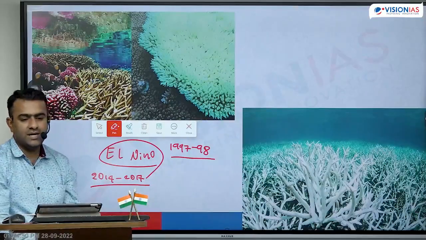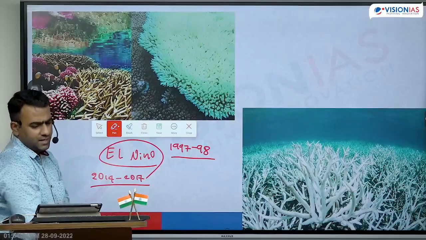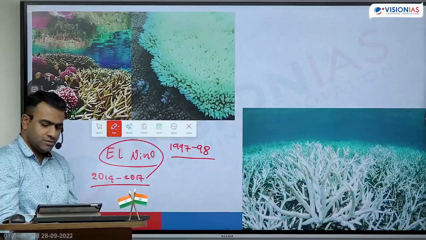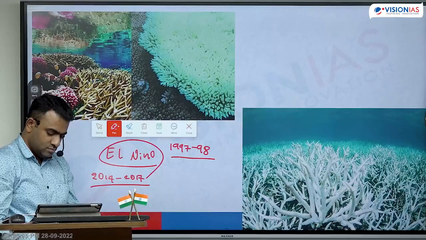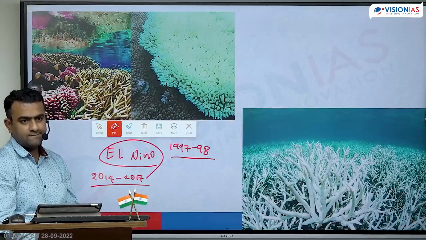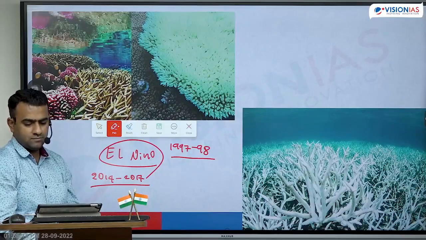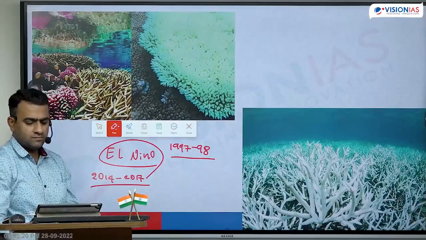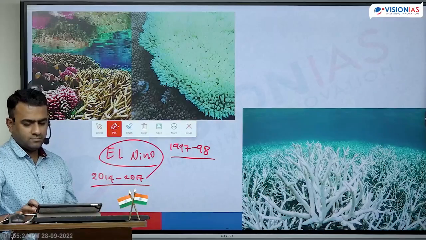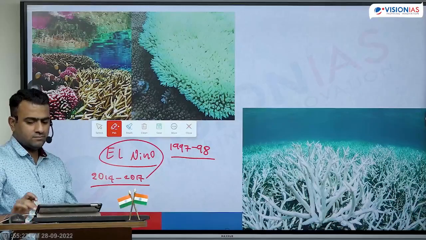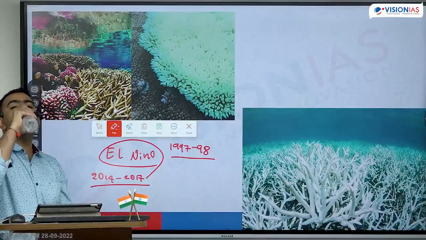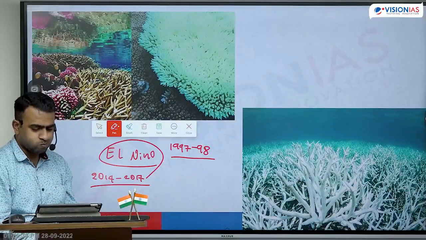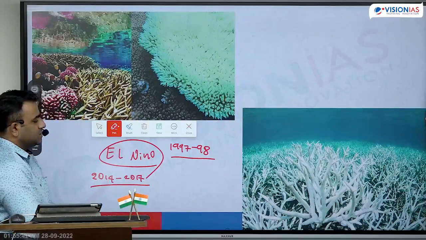Okay, next, 1997-98. Northern Indian Ocean lost the majority of its corals. So that is all about coral reefs. Any doubts here?